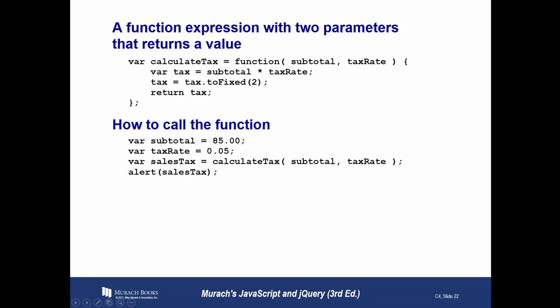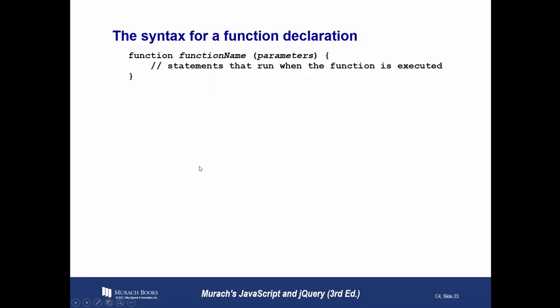Here is another anonymous function, which allows us to pass in a subtotal and a tax rate and return what the tax will be on something. So right here, our subtotal is $85, our tax rate is 5, so our total tax, our sales tax, it looks like would be $4.25. Now, that's an anonymous or an unnamed function.